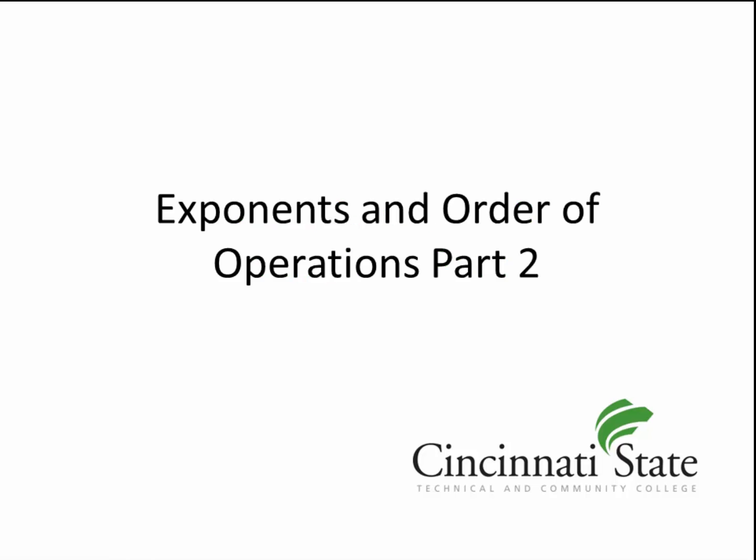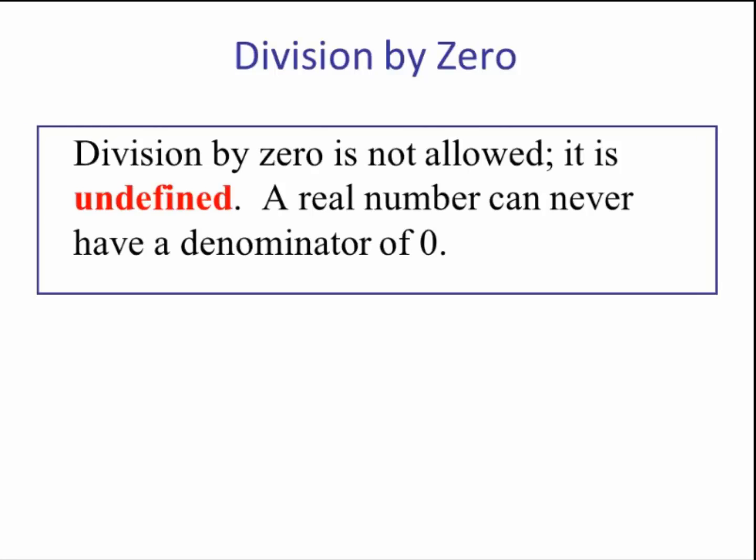We'll begin with this slide. Division by zero is not allowed. It is what we call undefined. A real number can never have a denominator of 0.